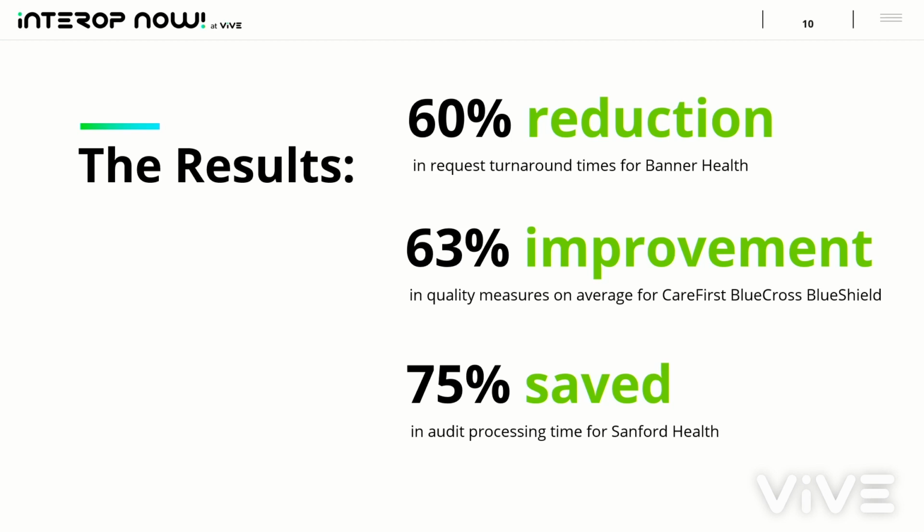What we then start to see are some results. Through this curation, acquisition, and enrichment process, and through rigorous validation and the trust of our clients, we're able to show a 60% reduction in turnaround times for providers to payer. We have a 63% improvement on our quality measures for one of our largest payer clients out of the DMV area. And through our revenue integrity process and programs, 75% saved in audit processing times.